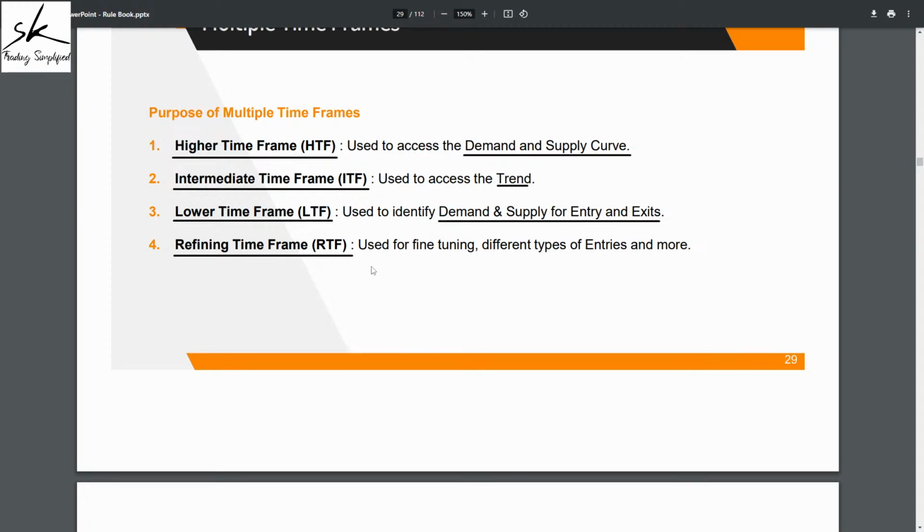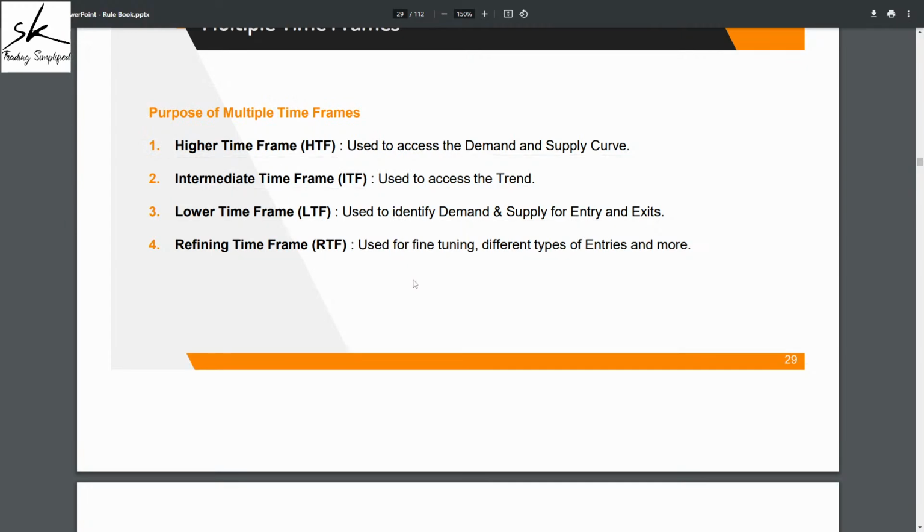The refining time frame can be used for multiple purposes like fine tuning the zone, different kinds of entries like type 2, type 3 entries, or in case we need to apply some additional rules, that is also where this time frame can help us. So now I know what the 4 different time frames are that I'll be using, plus the purpose of each and every time frame.